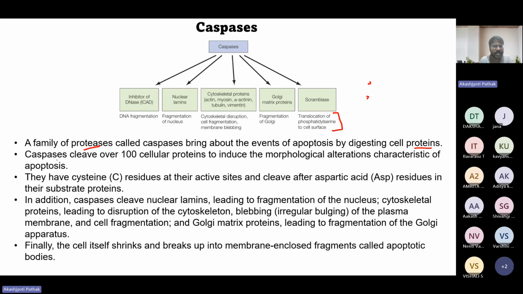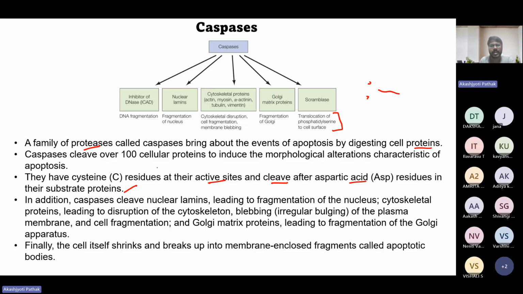And why are they called caspases? Because if you look at the structure of this caspase protein, then they have a cysteine residue at their active site, and the target protein that it degrades, there is a particular site at which these caspases act. So in the target protein, these caspases specifically cleave after the aspartic acid residue in the substrate protein. That is why they are called caspases.